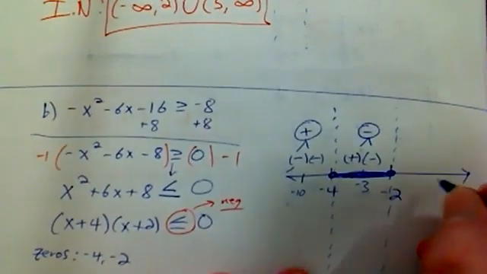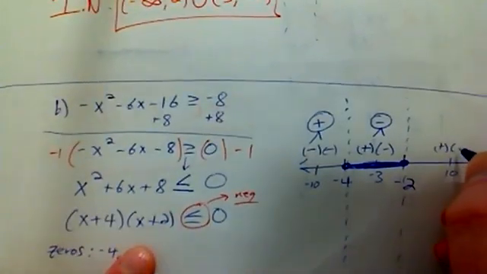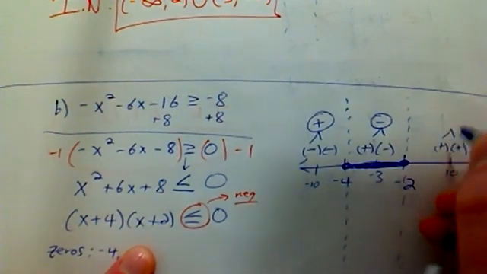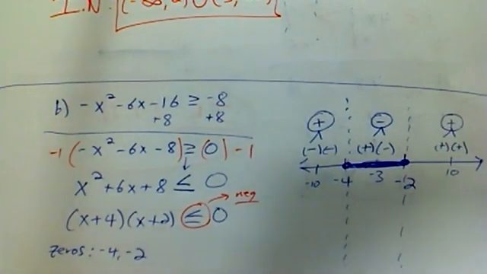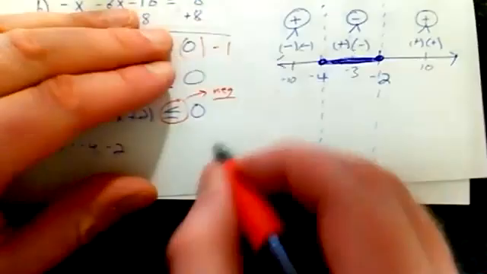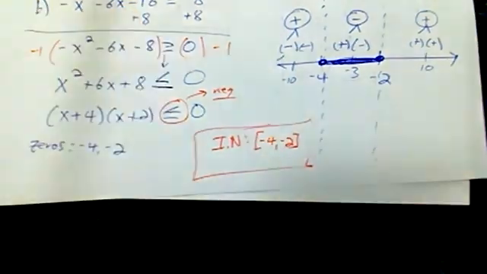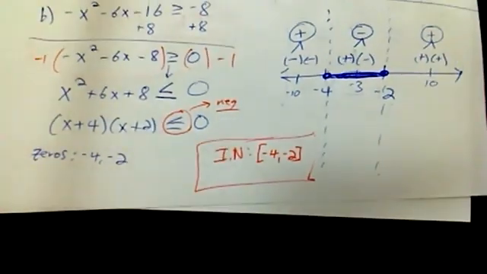Okay. I go over here, let's say 10. Positive, positive. Positive times positive is going to be positive. I don't want that. So how do I write my final answer in interval notation? Well, I just want -4 to -2. I want to include both of those. And there are some higher order inequalities.